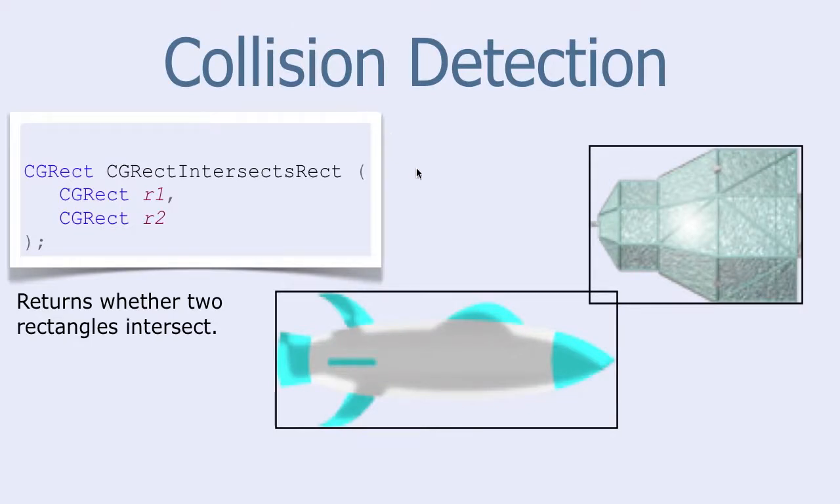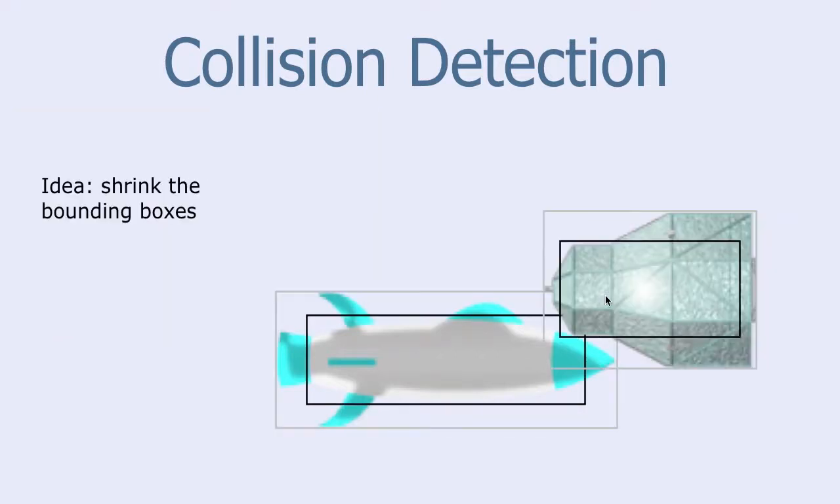The ship and the depot have bounding boxes, and we can use the function CGRectIntersectsRect to decide if two bounding boxes overlap, and register that as a collision. If you look at the image here, you see that those two bodies have not collided at all, even though their bounding boxes tell us that they have. So what we need is a method to tweak this. One simple way to do it is to shrink those bounding boxes, like here.